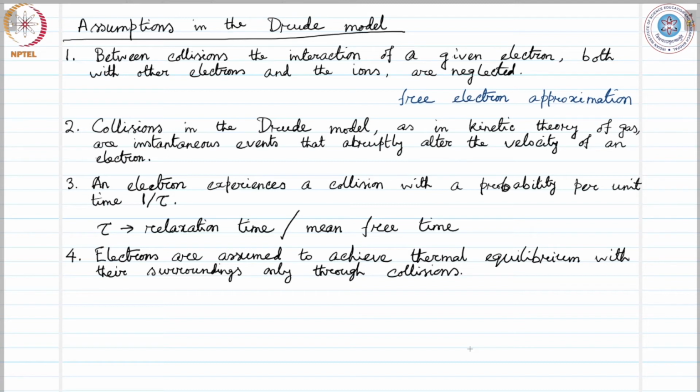Have we achieved something useful? Could we reproduce some of the experimental results? Could we explain the physics? That is what we are going to understand. And in our understanding, the first thing that we will study is the DC electrical conductivity of a metal. DC stands for direct current.